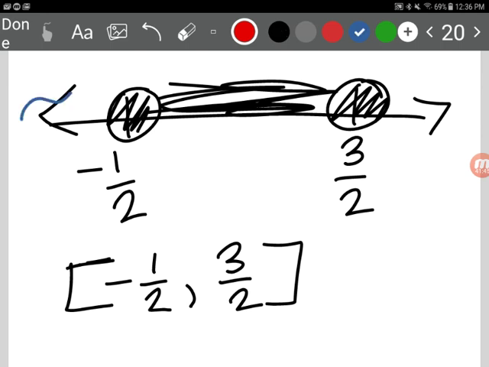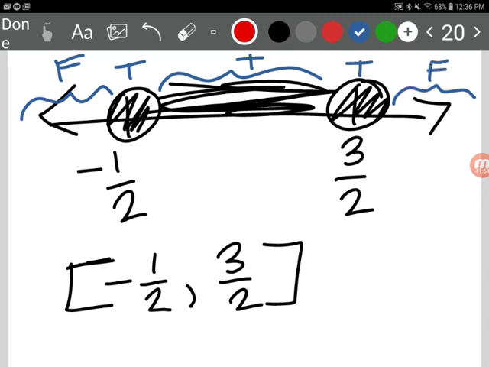So again, this is false. This is true. This is true. This is true. And this here is false. Wherever I shade is true. Wherever I do not shade or have an open circle, it is false. Okay, so that is it for our overview of chapter 1. Please look at your written notes. Please look at your video so that you will understand how to do chapter 1.